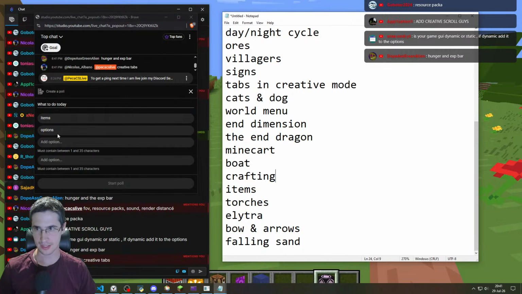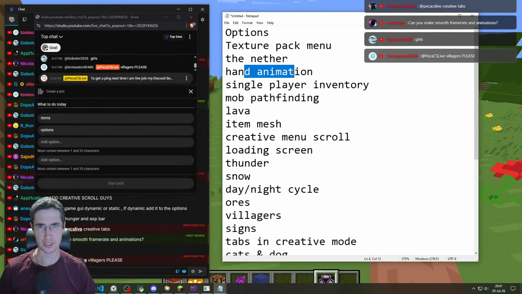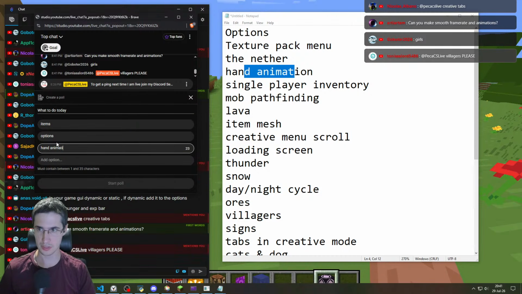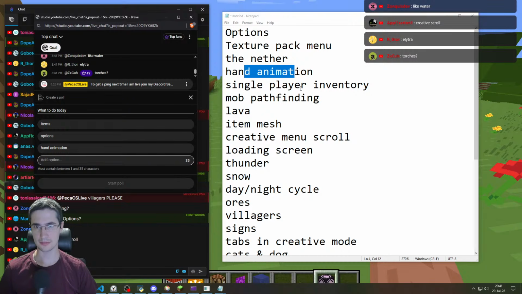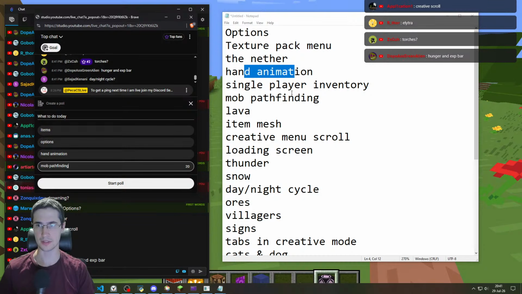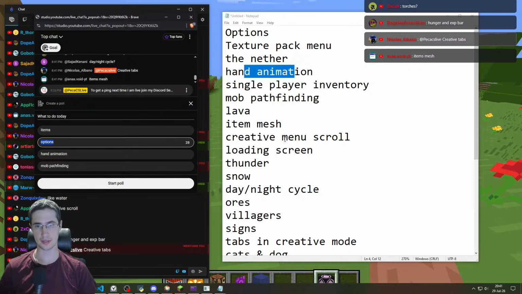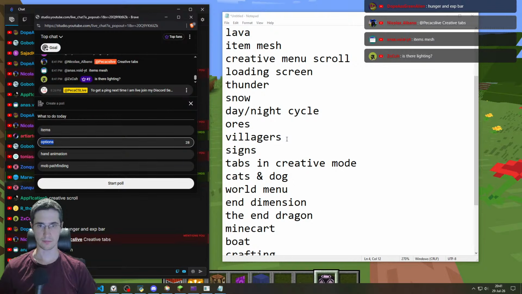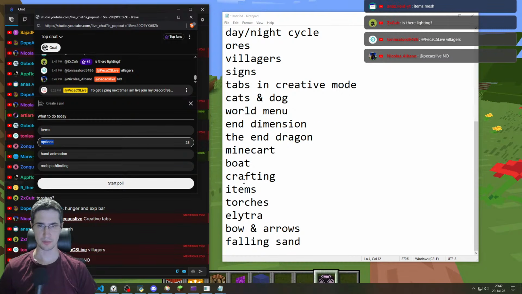Okay, let's speed run this. Crafting? No, not crafting. World menu? Hand animation. Hand animation, yeah. What else, chat? Lava. We could do lava as well. Or mob pathfinding. Which one should we replace? Maybe the options. Which is important here? Torches, bow and arrow.